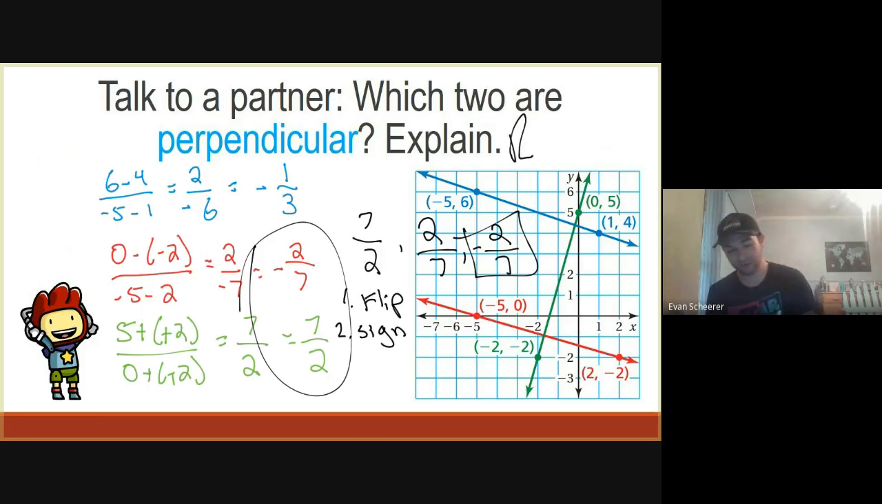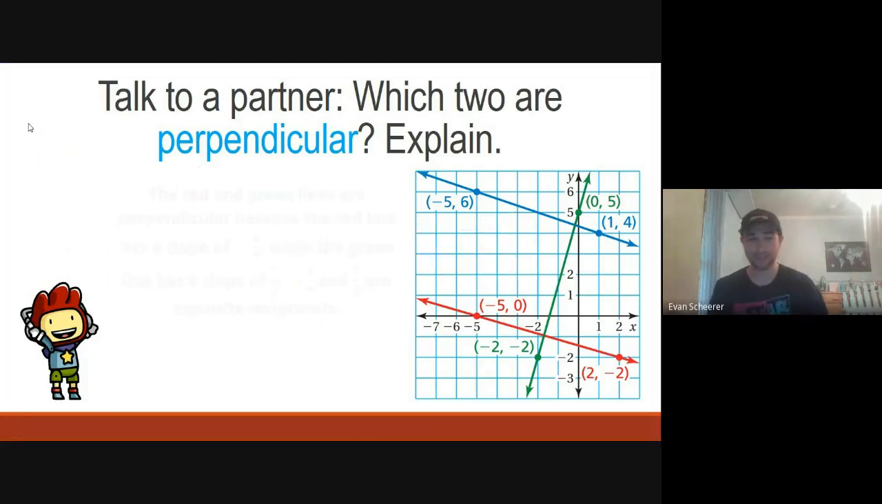We're going to write red. That's a really bad E, but that is red. Let me try to salvage that. Red and green. And why? Because the opposite reciprocal of the green one is the red, right? So let's put that into better words.